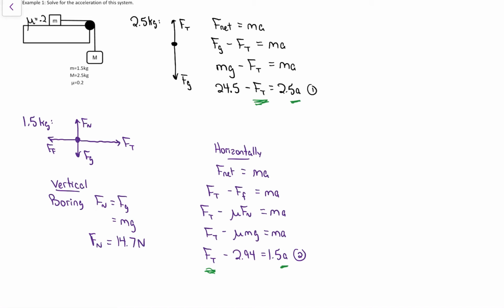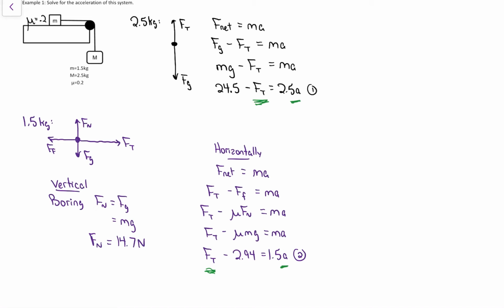This turns into systems of equations from, I believe, grade 9. I'm going to rewrite both equations. First equation was 24.5 minus tension equals 2.5a. My second equation was positive tension, I'm going to put it over here, negative 2.94. That's equal to 1.5a. I just like to write it in a different order because it makes it really clear to me. When we set it up this way, our connecting force is equal and opposite, so opposite signs.